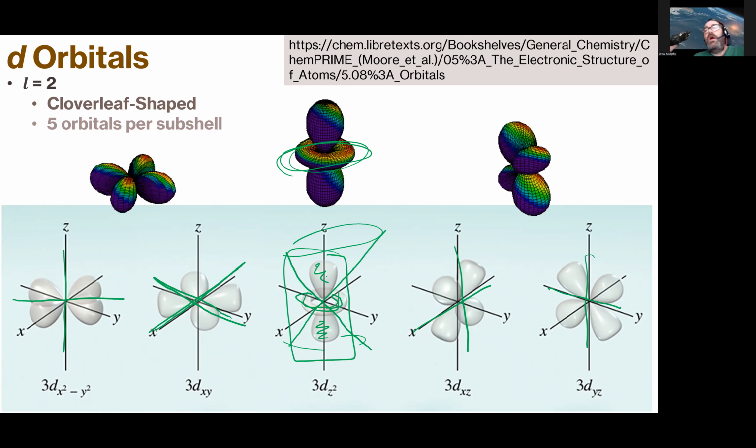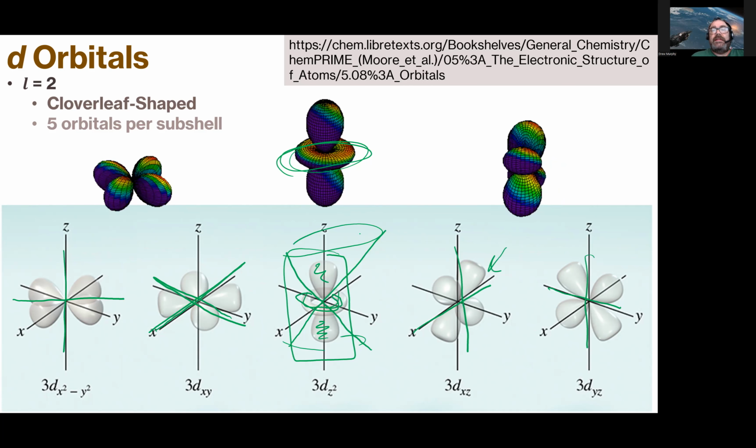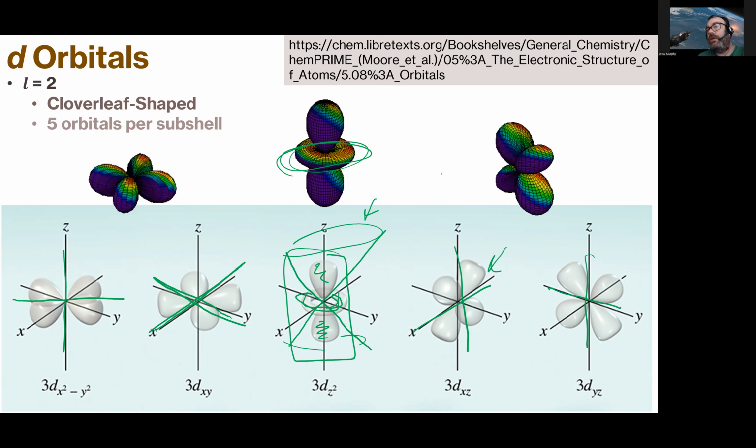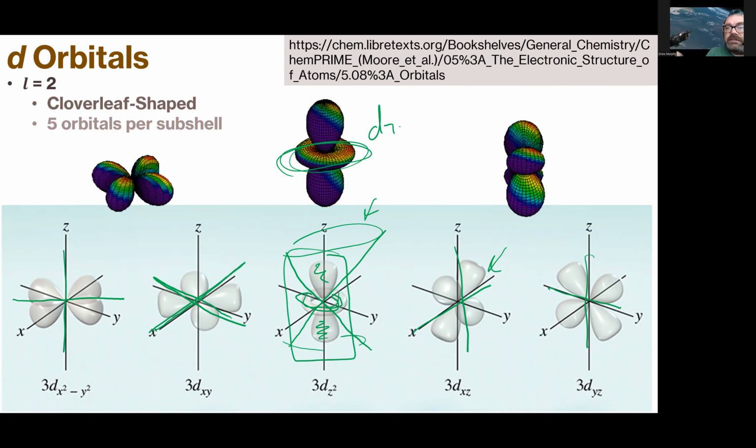Really, all I want us to get out of this is that d orbitals generically look like clover leaves, and the dz squared is weird. The only one I want us to know the xyz name for is this. This is dz squared, and the dz squared one is weirder than the other d orbitals.